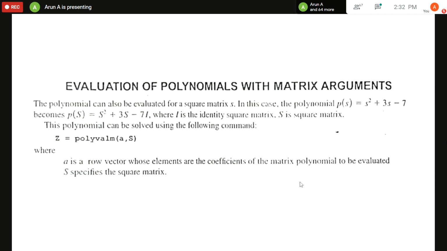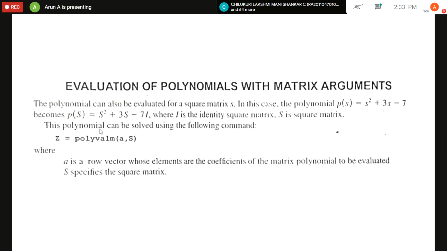I'm telling you there are also matrix commands which can work with polynomials. So see, the polynomial can also be evaluated for a square matrix S. We are going to use this polynomial and evaluate it for a square matrix. In this, P of S is equal to S square plus 3S minus 7. Okay, this is your question, but we need S to the square. So how will it become?